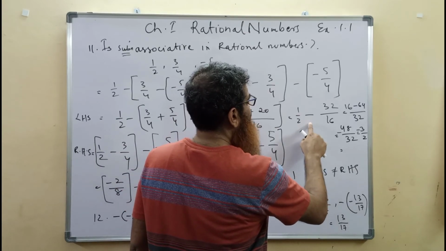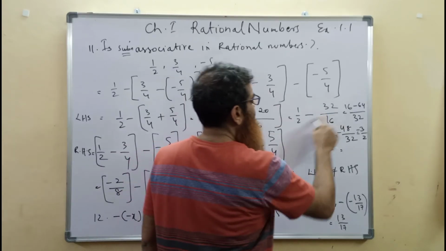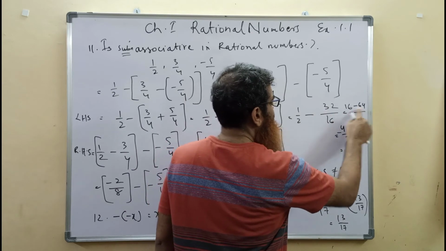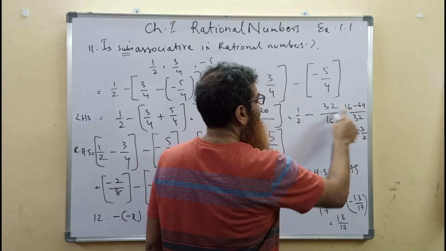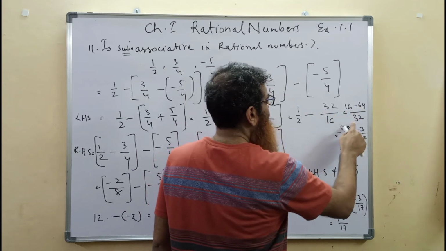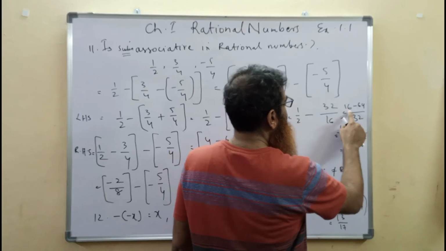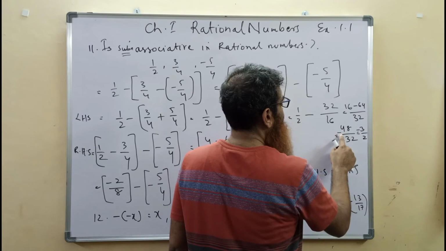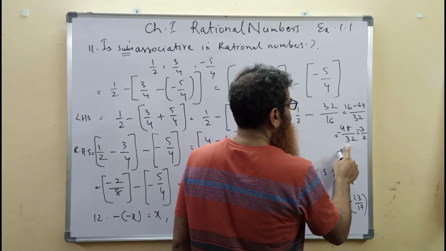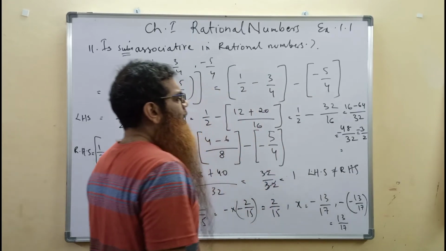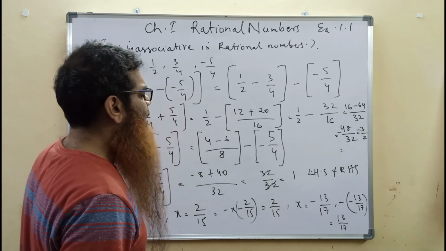Now we'll do the subtraction here. 16 1s are 16, 32 2s are 64. We are doing subtraction here. 16 minus 64 divided by 32. Since 2 into 16 is 32, it is 16 minus 64 is minus 48 and denominator 32. We end up with the simplest form minus 3 by 2.